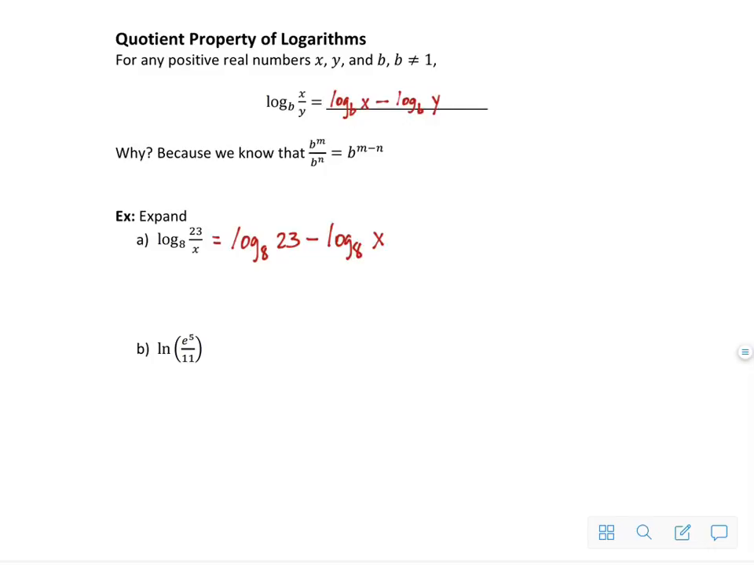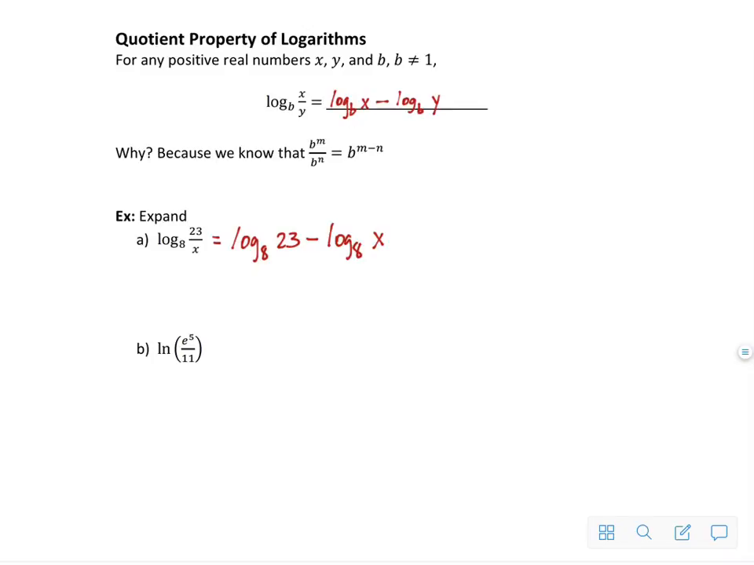And again, the reason for that comes back to this reason right here, that whenever you divide two exponential expressions, you subtract their exponents. Well, if you divide this, you're going to end up subtracting their exponents. And remember, the output of a logarithm is the exponent.